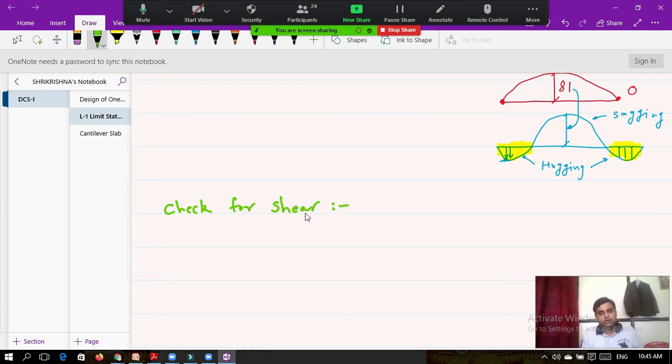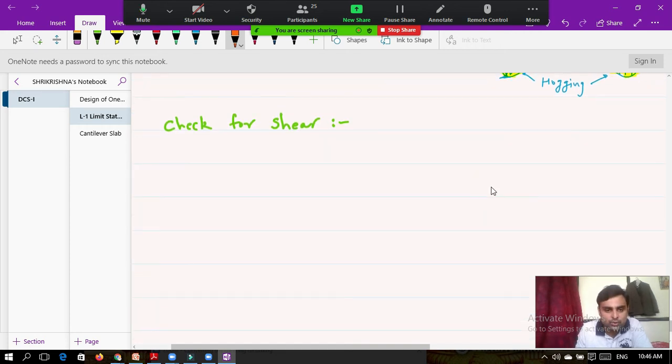So check for shear. Just a moment. Here, check for shear. We should take the check for shear. So calculate the shear force now. To calculate the shear force, I will write here shear force Vu. So how do we calculate the shear force?